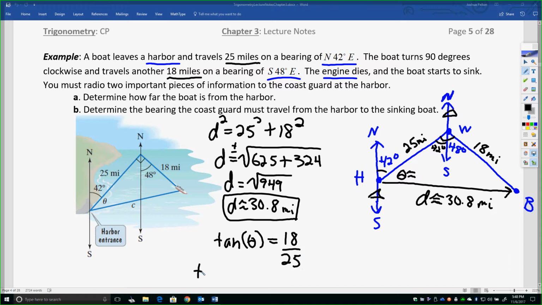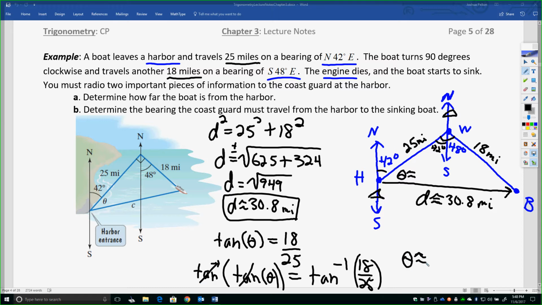So if I inverse tan both sides, that will cancel the tangents there, and that will leave me with theta. And again, when you put this in the calculator, make sure you put it in degree mode because we specifically want a degree answer in this case. So that gives us about 35.75 degrees. However, we need to put our answer in terms of a bearing.